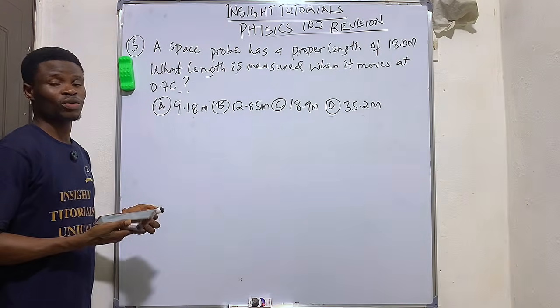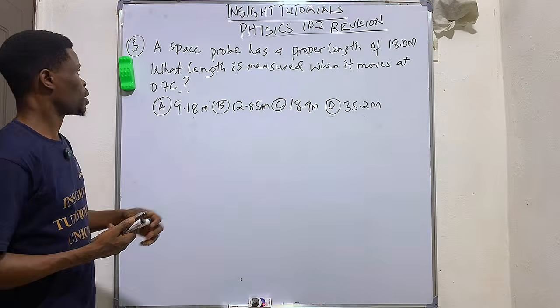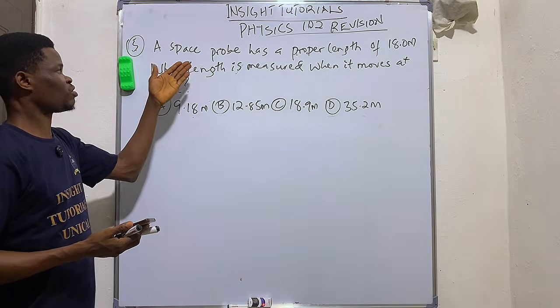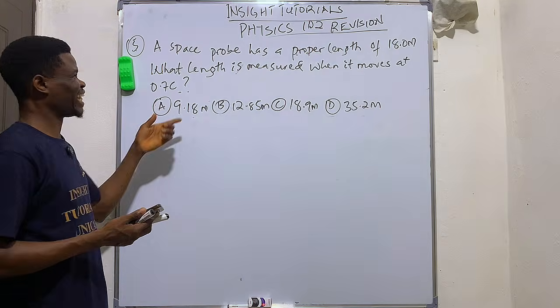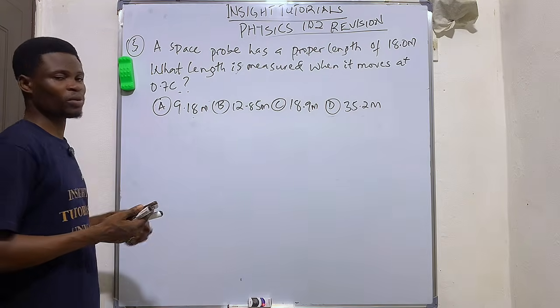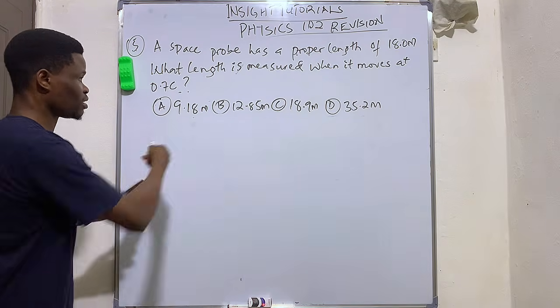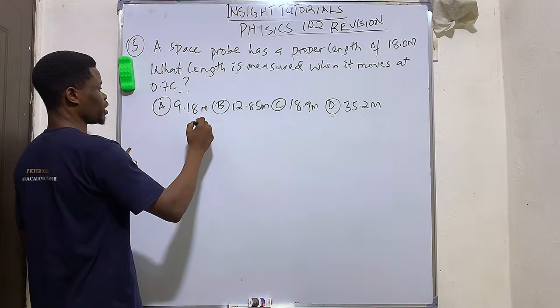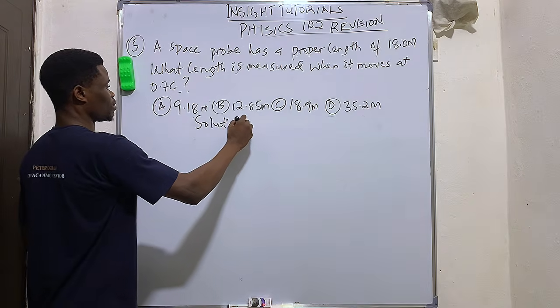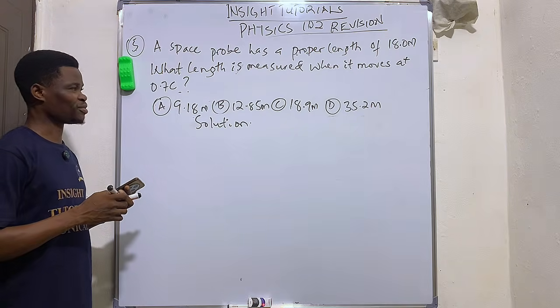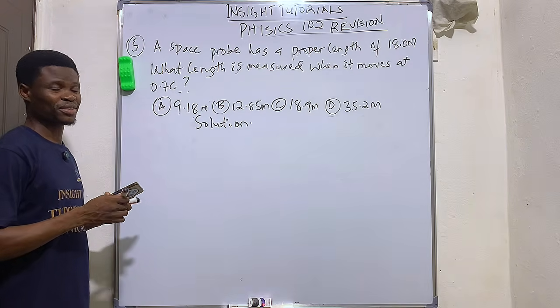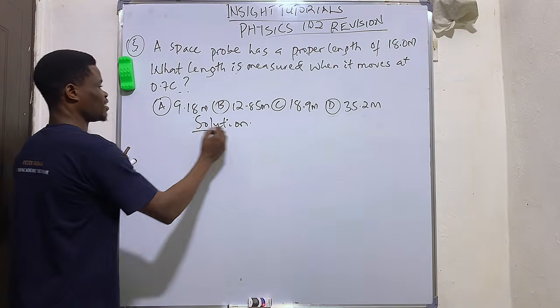Okay. This is another question from special relativity. As you can see, they say a space probe has a proper length of 18.0 meters. What length is measured when it moves at 0.7 the speed of light? These are our options, so we'll find out which is correct. You can attempt it before we solve this. What do you think will be the correct answer? Let's solve and see.